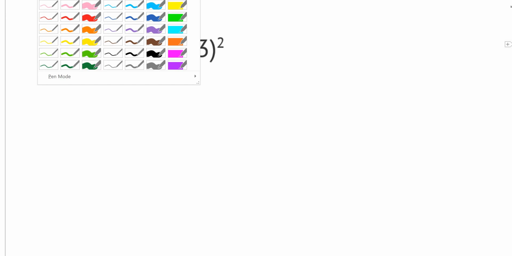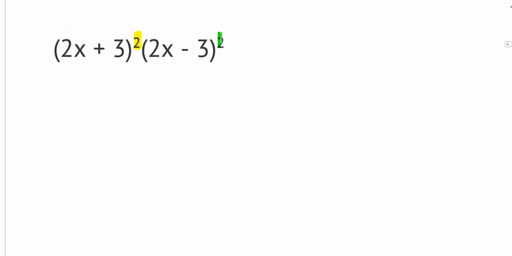So now we need to apply the square double square technique 2 times here. Okay, so let's go ahead and do that. If I square the 2x, that's 2x times 2x, which is 4x squared. Okay, and then if I multiply the 2x and the 3, I get 6x. And if I double that, I get positive 12x. And then finally, if I have a 3 there, if I square that, 3 times 3 is positive 9.